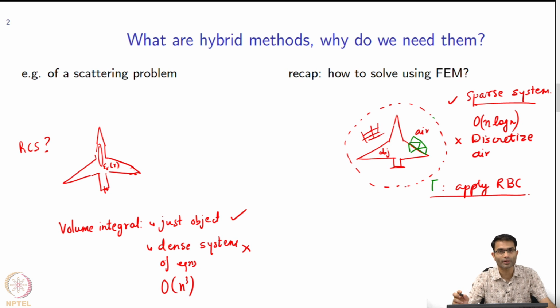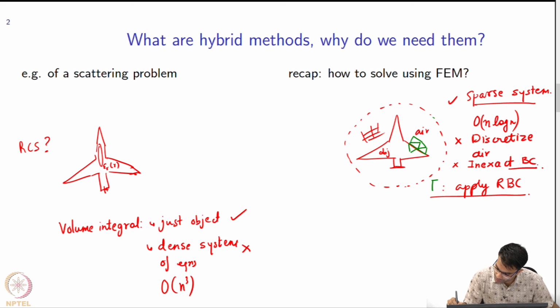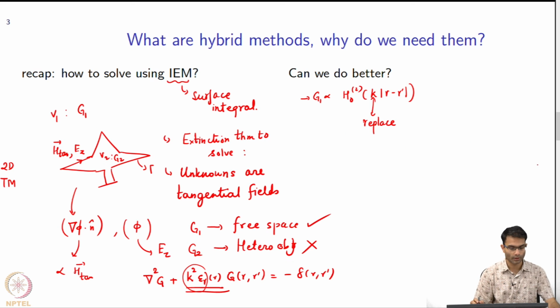Correct, right? So the boundary condition which we derived was exactly true when the wave hits it head on. But if a wave hits it at some angle, we have seen that the error is non-zero. So apart from discretizing air, I have the problem of inexact boundary condition. Whereas with the surface integral formulation, we didn't have any problem of boundary, because the extinction theorem was the exact relation obeyed by tangential fields. We did not make any approximations, and we did not have to include any air.